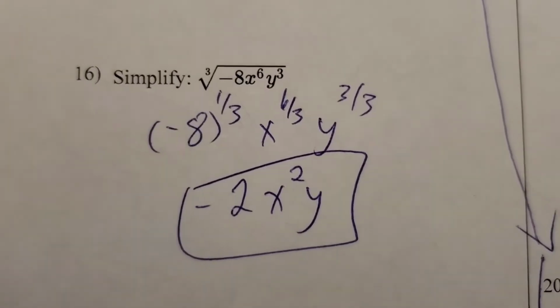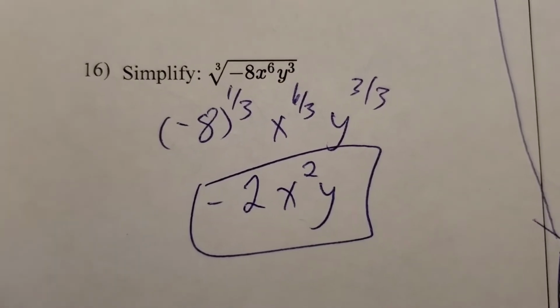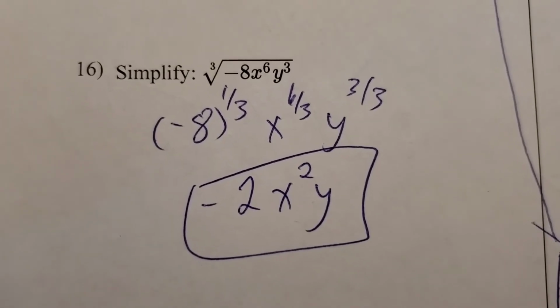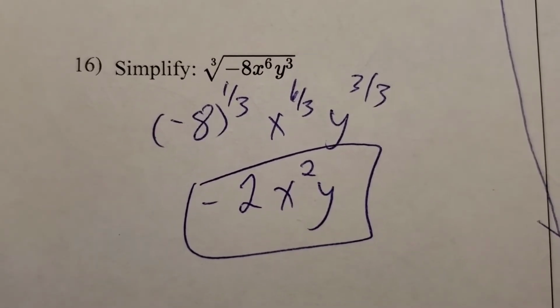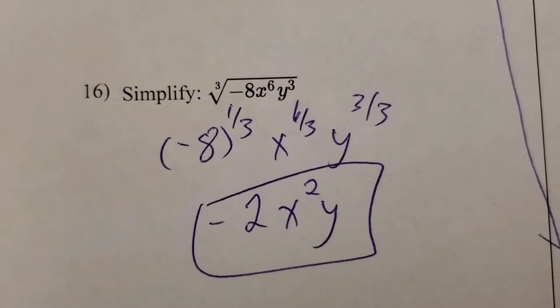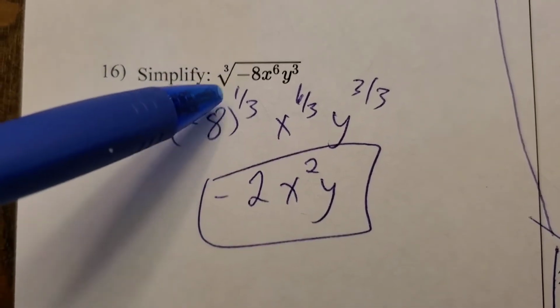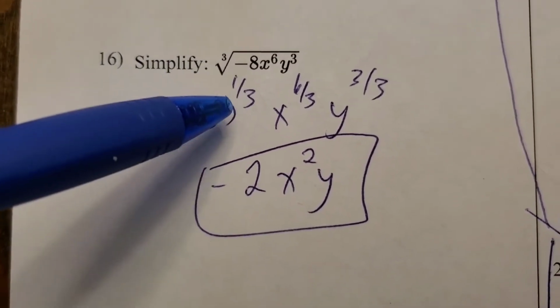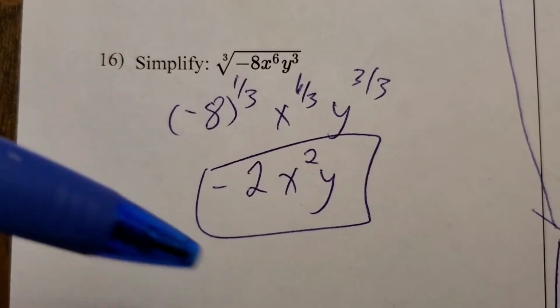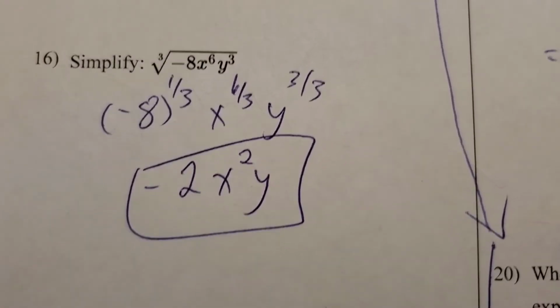For 16, there's a couple ways we can do this. If you think back to when we did radicals back in October, you can do it that way, where in order for it to be a perfect cube, it's got to be divisible by 3. This is why it has to be divisible by 3, because the cube root means a power of 1/3. So you have negative 8 to the 1/3 power, which just becomes negative 2, because the cube root of negative 8 is negative 2.